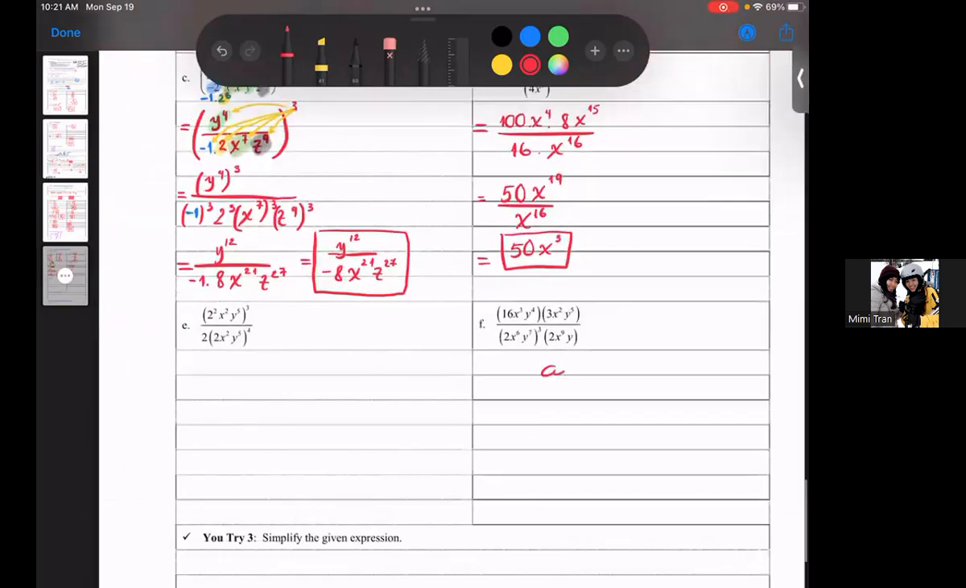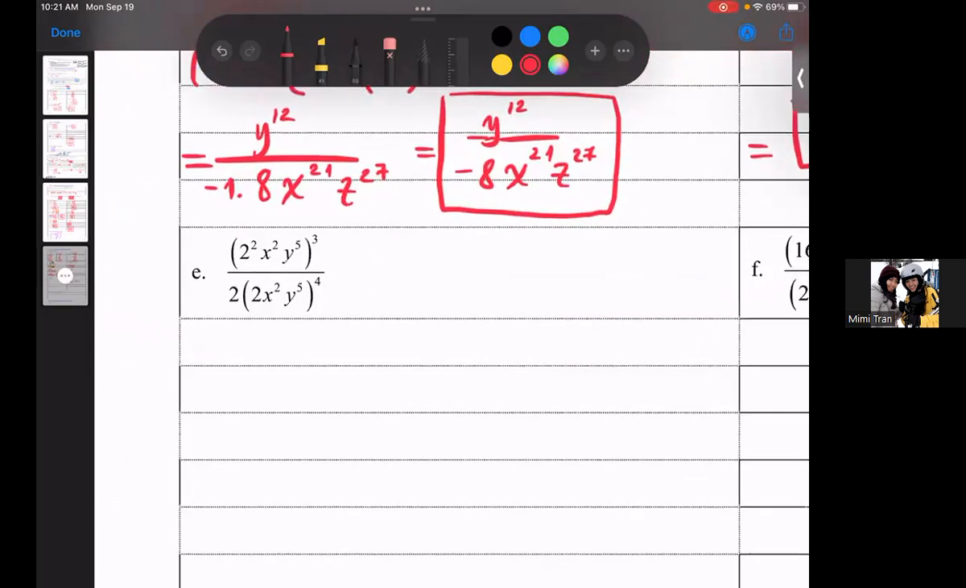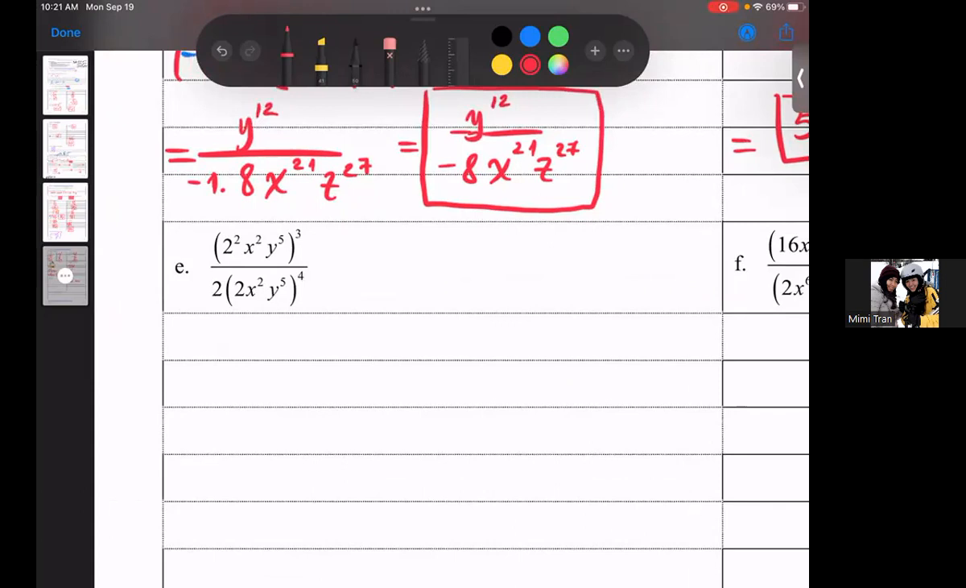My screen is froze. Oh, there you go. Okay, let me ask you a question. What should I do with E first? Yes, right. You distribute the 3 first, right? Or you can square the 2 first and then you distribute the 3.